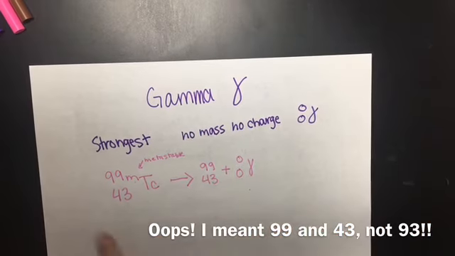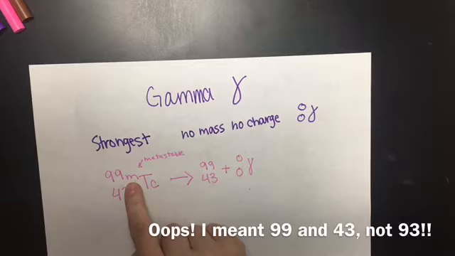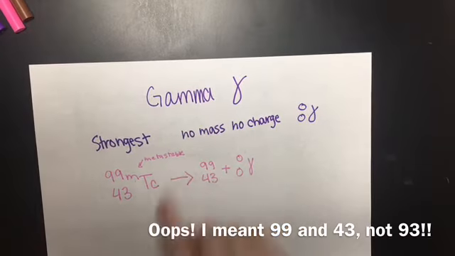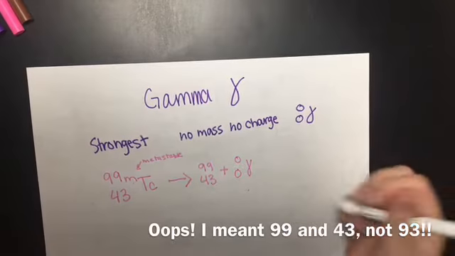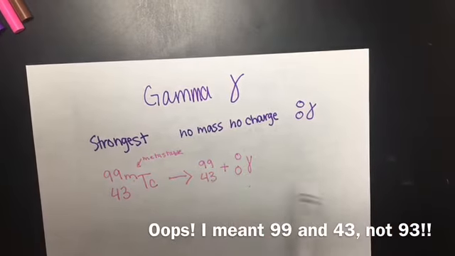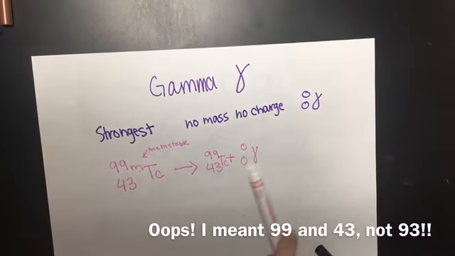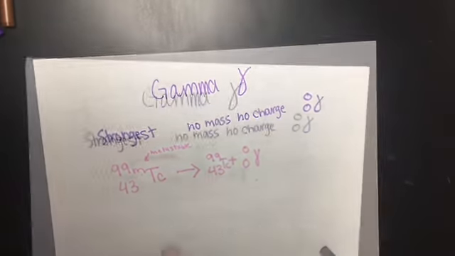So let's take, for example, this equation. 99, 43 of Tc. Now you're probably wondering, what is this M? Well, that means that it's metastable, which means that it's probably going to have a gamma ray released, which is just energy. So you have 99 and 43 Tc, and then what's left? The gamma rays, and that's released.